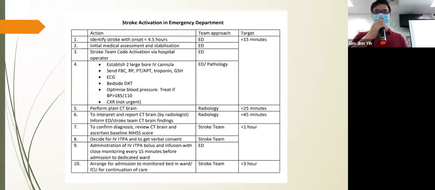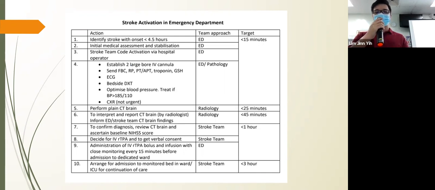This is basically the flow chart. So rapid identification of stroke within onset less than 4.5 hours. Once the patient arrives, depending on whether the patient is stable or unstable, we can triage to resusc or yellow. And after initial stabilization, we need to activate the stroke team. We call the operator, activate stroke team, call radio, CT.